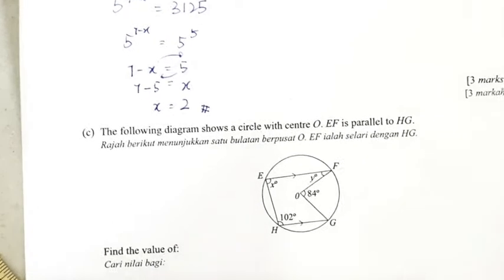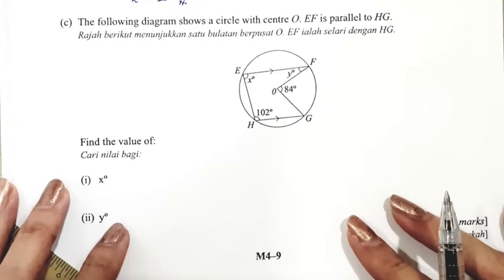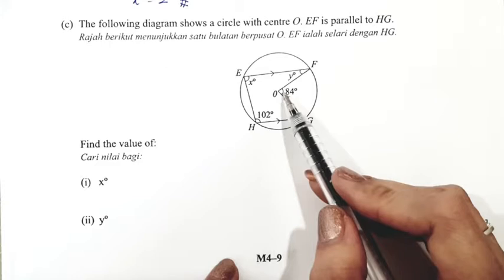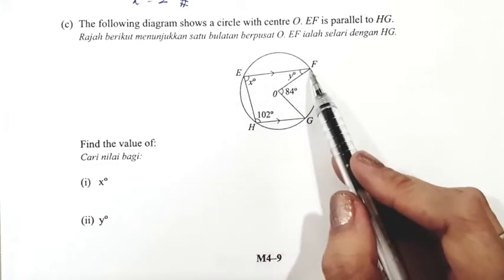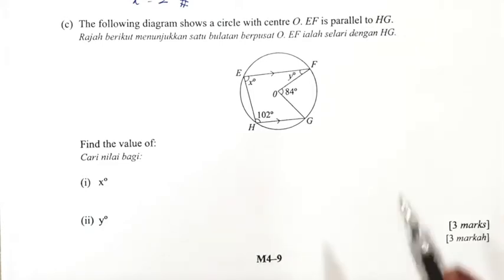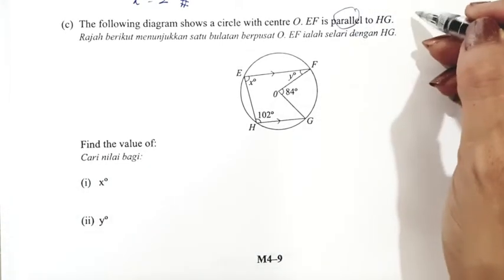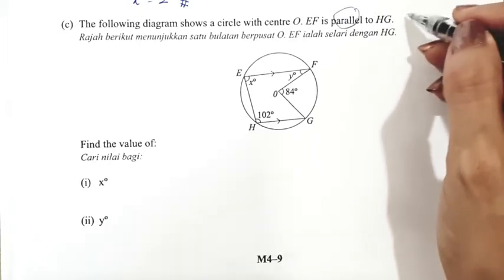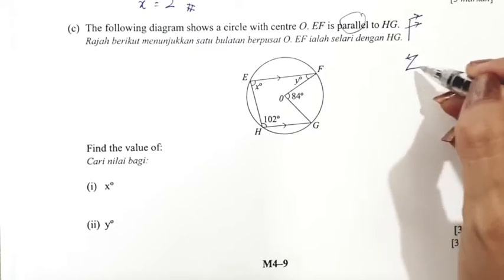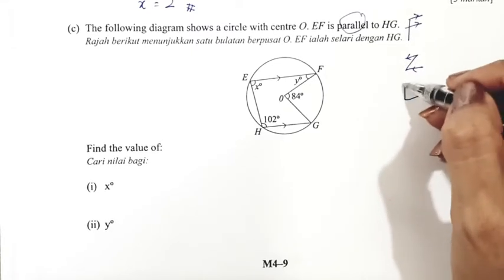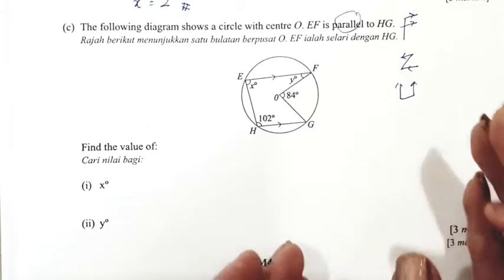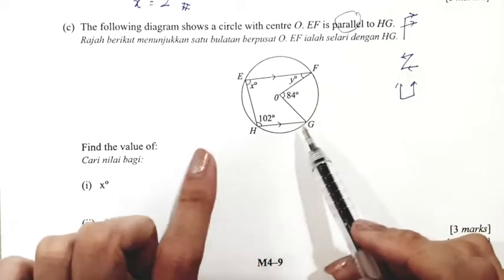Okay, next question, C. The following diagram shows a circle with center O. Okay, center O is over here, and EF is parallel to HG. Now, when we see the keyword parallel, think of the properties of angles that deal with parallel lines. Like we have the F shape, which is the corresponding angle, the zigzag, which is the alternate angle, and this. I'm not sure whether it will be useful, but every time you see this, try to call this information out from your memory. So now next, let's do this one, yeah?